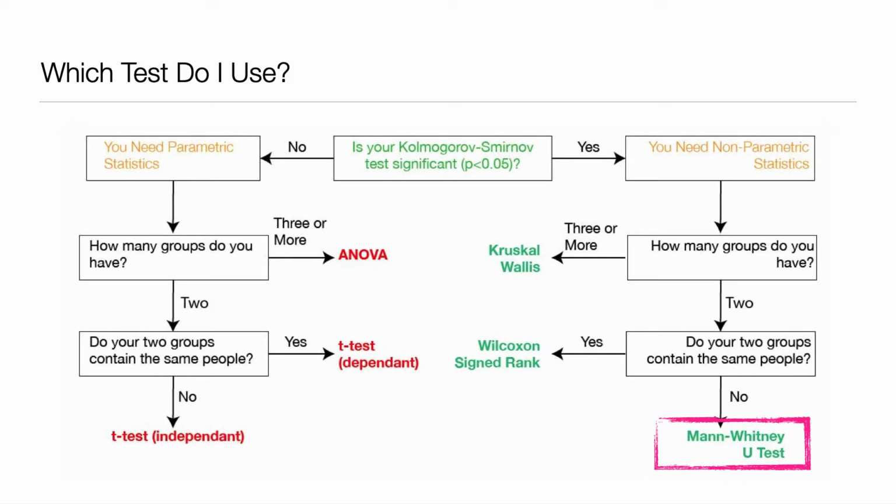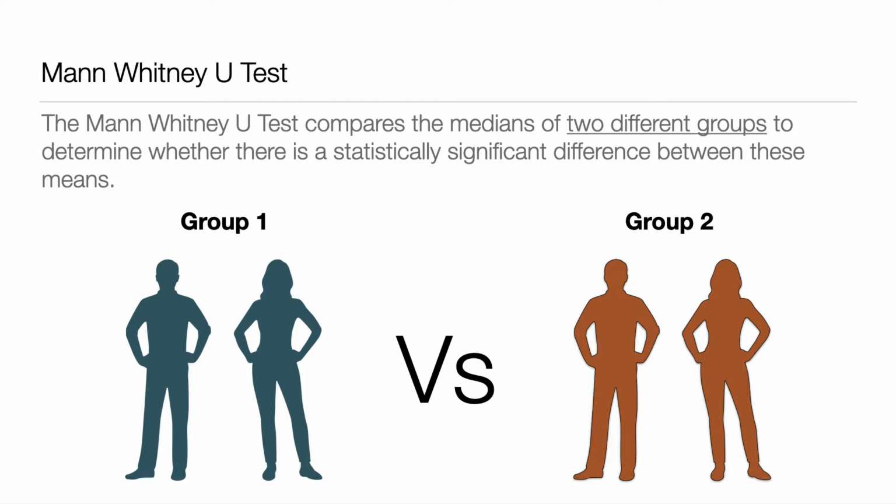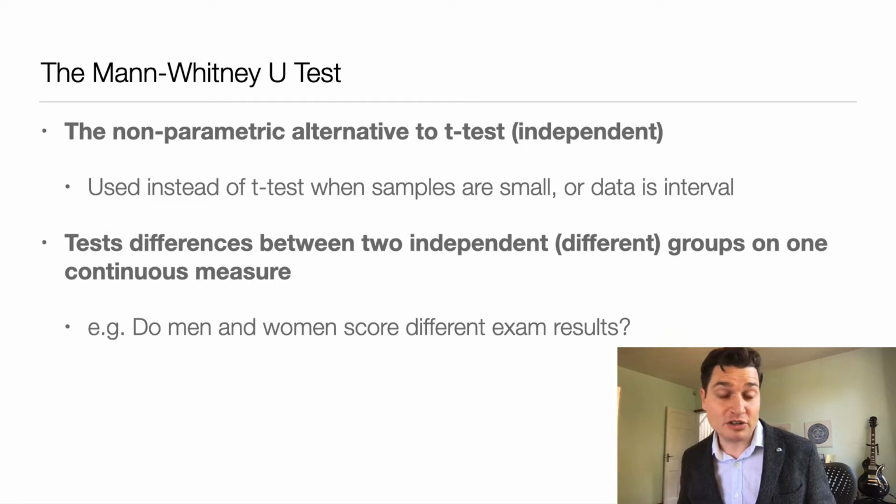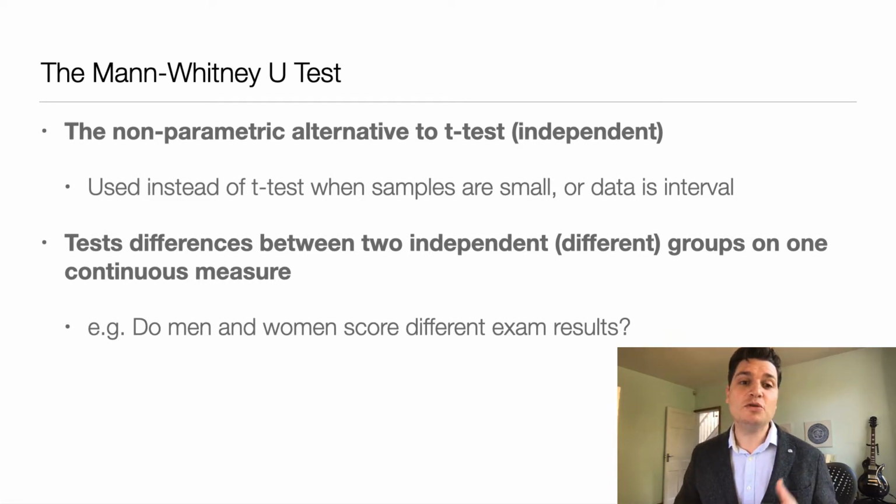If you follow our flowchart here, you'll see that a Mann-Whitney U-test is the non-parametric alternative to an independent samples t-test. So, the Mann-Whitney U-test compares the medians of two different groups to determine whether there is a statistically significant difference between these groups. I said it is the non-parametric alternative to a t-test, and you use it instead of a t-test when your sample size is small or your data is ordinal.